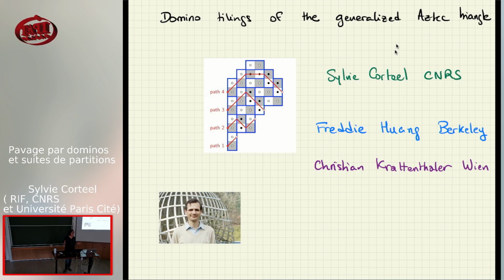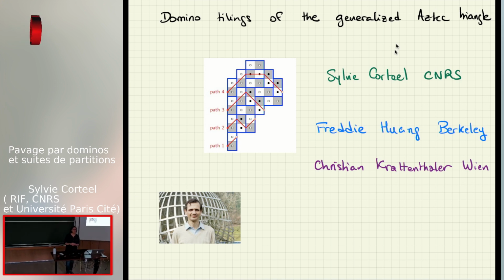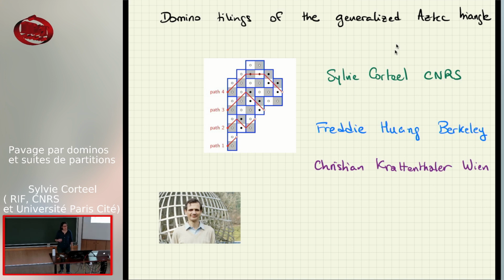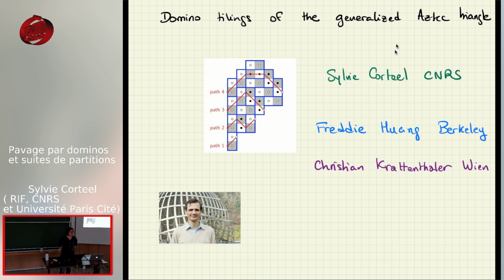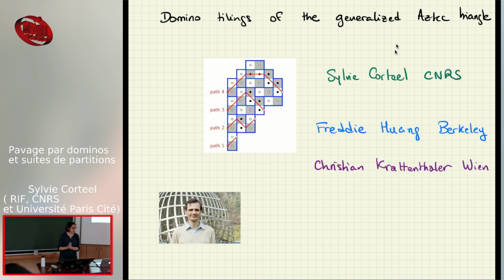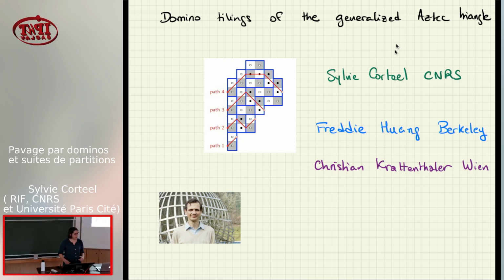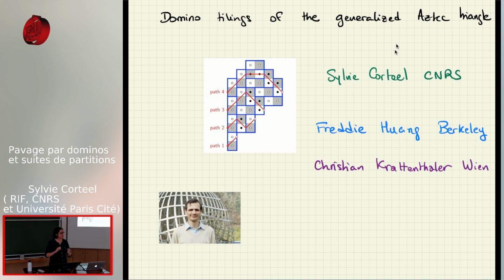I guess I'm a combinatorialist, so I'm going to count. Maybe that's not what all of you do every day, so bear with me. This is joint work with my student at Berkeley, Freddy Huang, and Christian Kraften-Taller. As I told Jeremy, I'm a bit frustrated because I wanted to give this talk and put the paper on the arXiv before, but I failed. Hopefully that's going to push me to finish the paper.